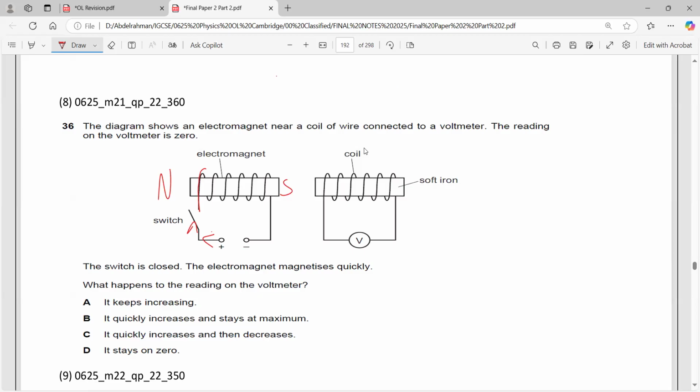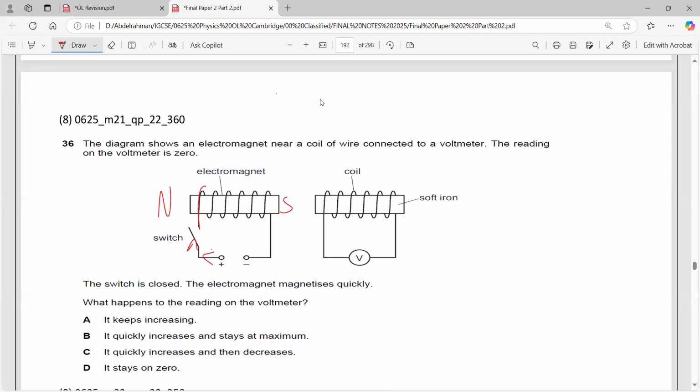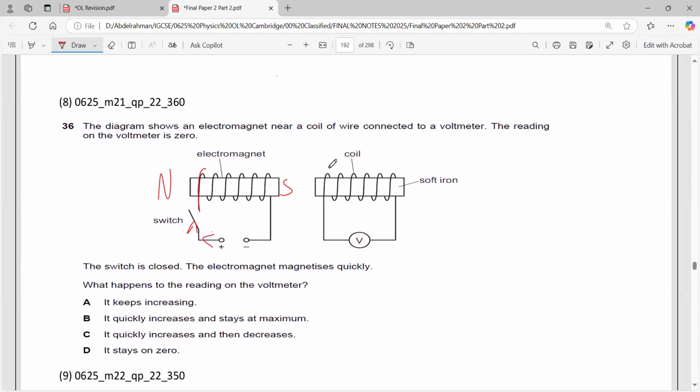Okay, I know he doesn't care about that, but I'm telling you, for this question, you'd have a north pole on the left-hand side and the south pole on the right-hand side. Actually, the answer for this question would be: if the switch is closed, the electromagnet magnetizes quickly. What happens to the reading on the voltmeter?